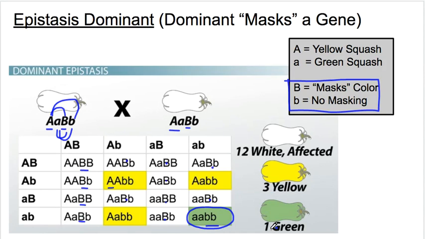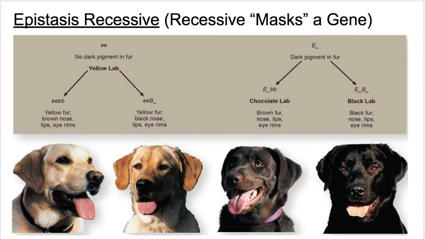So that becomes the epistasis ratio, 12 to 3 to 1. So the problem works out the same. You just have to make sure you're careful with the letters and know if it's epistasis dominant, and if it's dominant, that does the masking. So in this case, it's dominant, so the big B masks the color. Okay? So let's look at Labrador Retrievers.